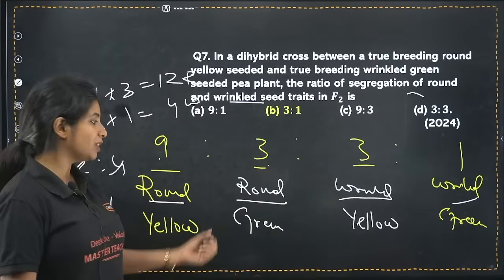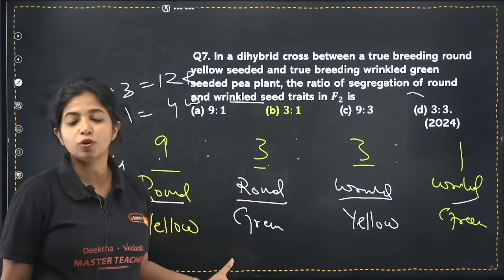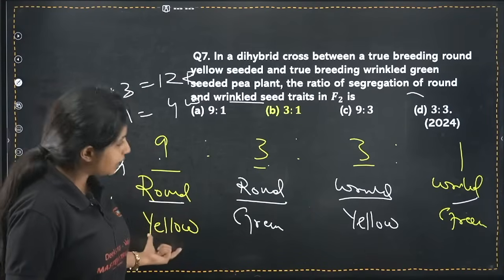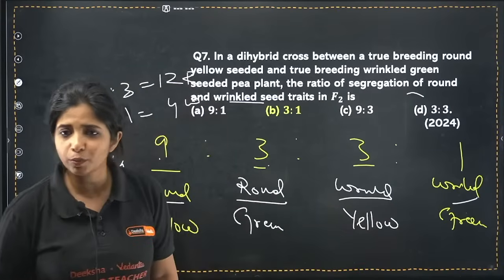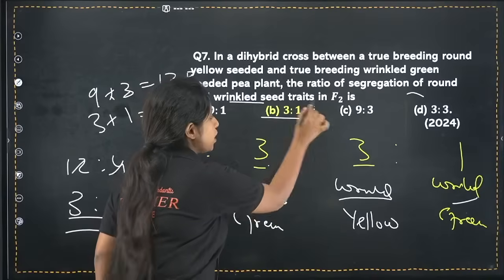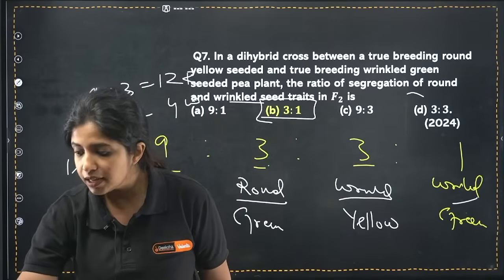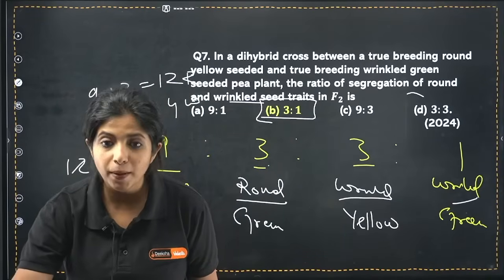Similarly, they can ask you about green and yellow. The same logic is going to be applied over here. The yellow ones are basically 9 plus 3, 12, and the green ones are the recessive character, so it is going to be 4 anyways. So please know the logic. It is 3:1. That is going to be the answer for this particular question. I hope that works.